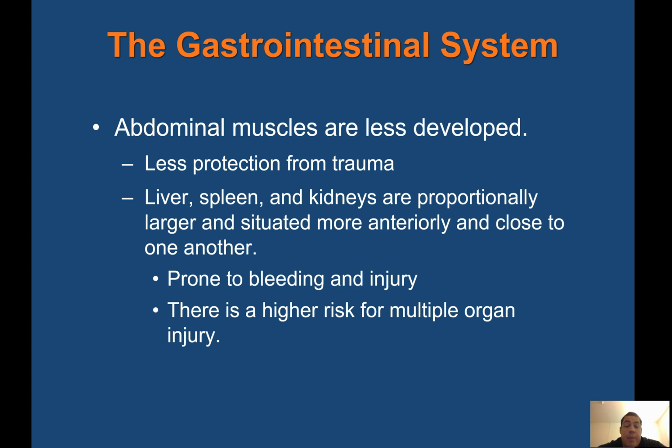Gastrointestinal system. Abdominal muscles are less developed, giving less protection from trauma. Liver, spleen, and kidneys are proportionally larger and situated more anteriorly and closer to one another. Prone to bleeding and injury. There is a higher risk for multiple organ injury.